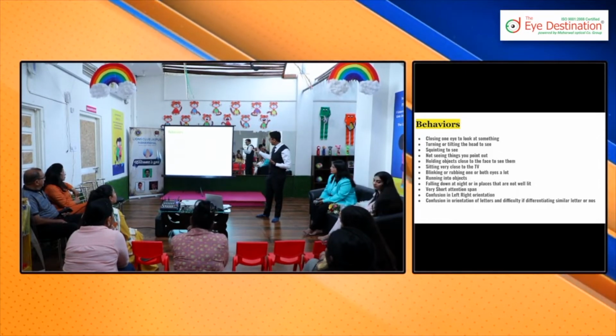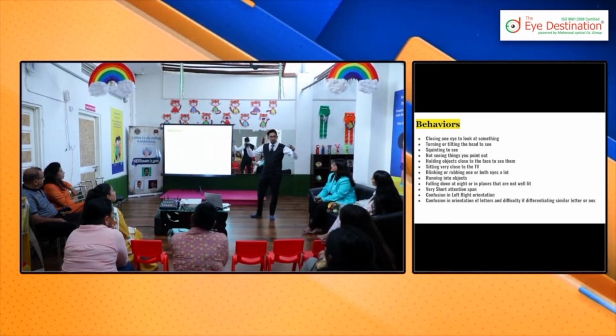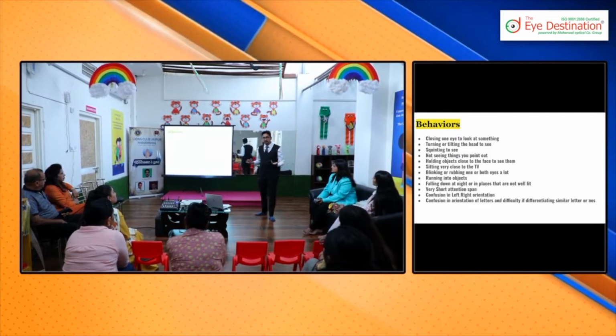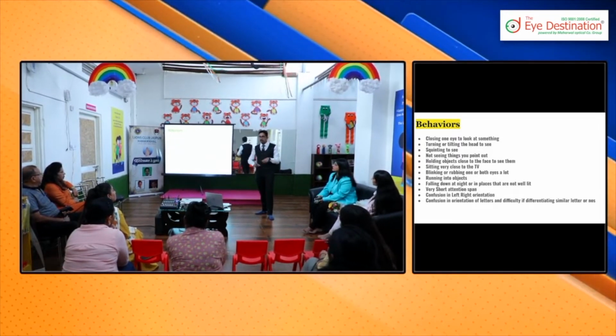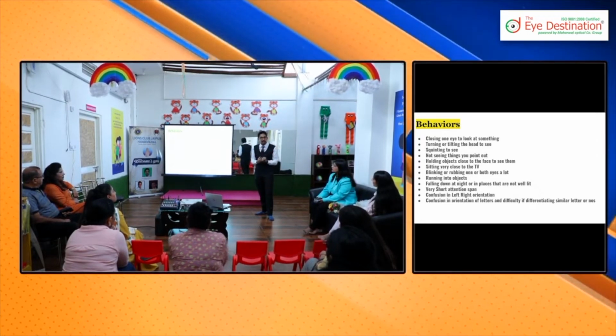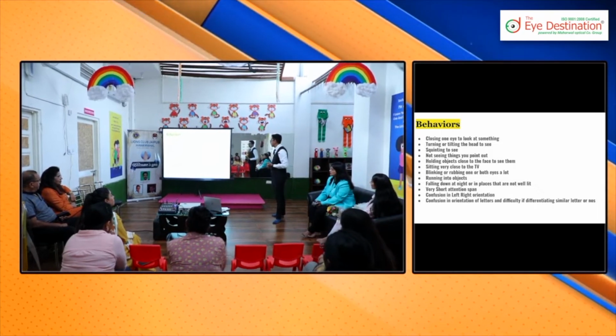Falling down at night or in places that are not well lit. Where there are dark spaces, where contrast is less, their judgment becomes poor. What will a child do when they are not comfortable? If the child is small, they will cry. If a child is a little older, they will run away from that place. They will be scared, or they will fall. They will have poor judgment skills there.